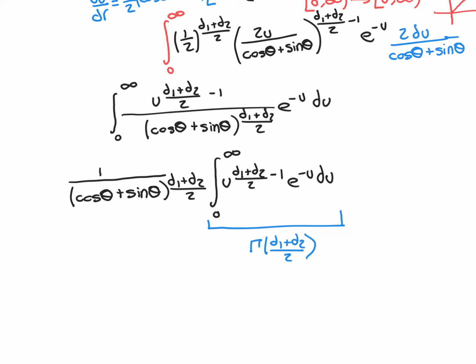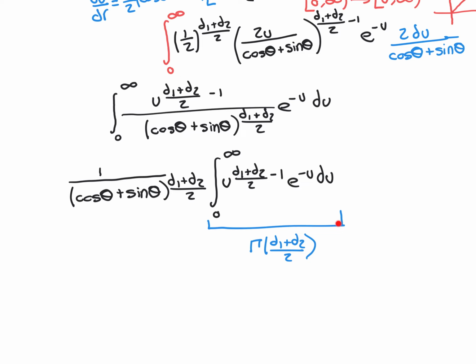So we're going to have to remember, when we put this back into the outer integral, that we need to bring this bit up there. And now let's consider what's left of the inner integral: the integral from 0 to infinity of u to the power of (d1 plus d2)/2 minus 1, times e to the negative u du.